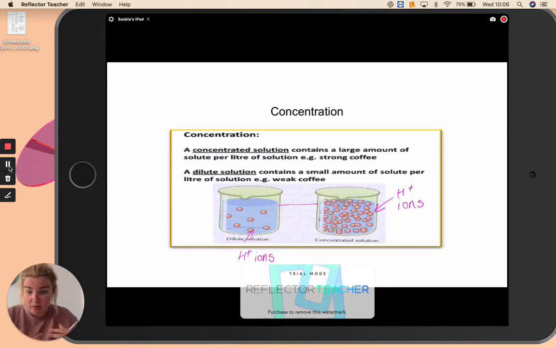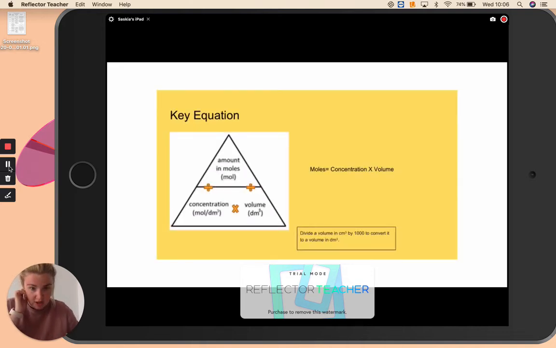And there is a little equation that you can do to calculate the concentration of certain acids. Like I said, you can do it with alkalis, but we tend to do it more with acids in science. So that's the equation. If you want to pause the screen and look at it, I've done it in a triangle, because I know some of you find that easier, but I've also just written it out. So moles equals concentration times volume.